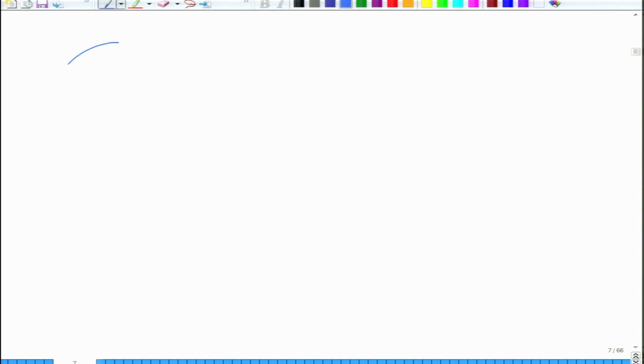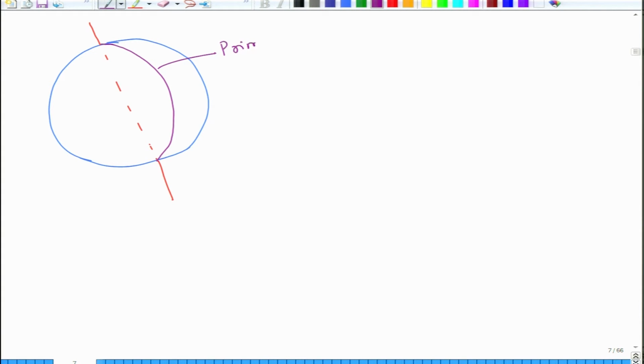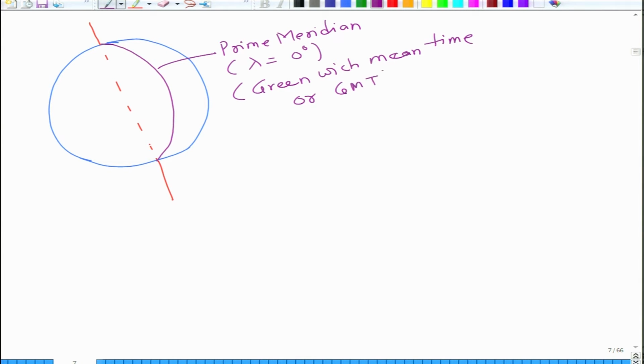So let's say this is the Earth, and this is the axis of rotation of Earth, and on this we have some position marked as the prime meridian, which means lambda is equal to 0 degrees, which is called Greenwich Mean Time or GMT. And the other one, let's say, is a certain other location.